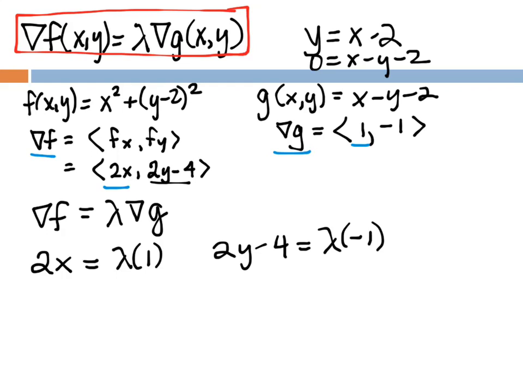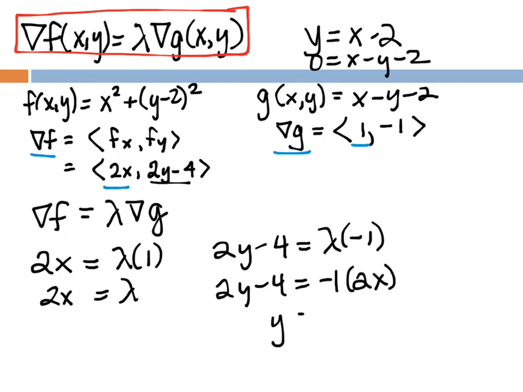We're super close to being done, so bear with me for just about a minute more. All right, using this information, we know that lambda equals 2x. So into the other equation, I can put that information. I've got 2y minus 4 equals -1 times 2x, or -2x. And I end up having that y is equal to -x plus 2.